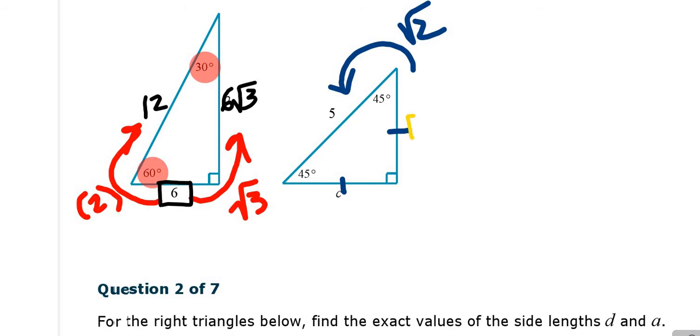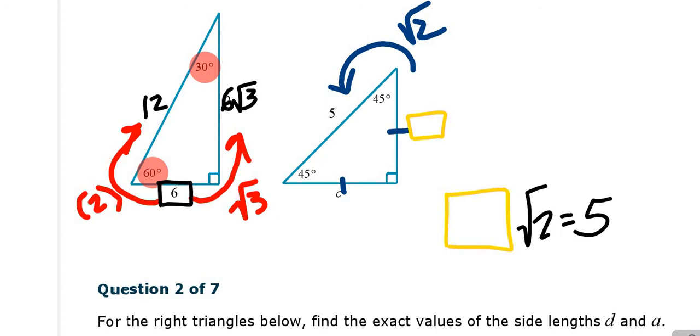This one reads like this. Something times root 2 is 5. Now we know we need a root 2 here. But root 2 times root 2 gets you 2. We need to divide by 2. That'll get you down to 1. What times 1 is 5? The correct answer is 5. So the complete answer here would be 5 root 2 over 2.